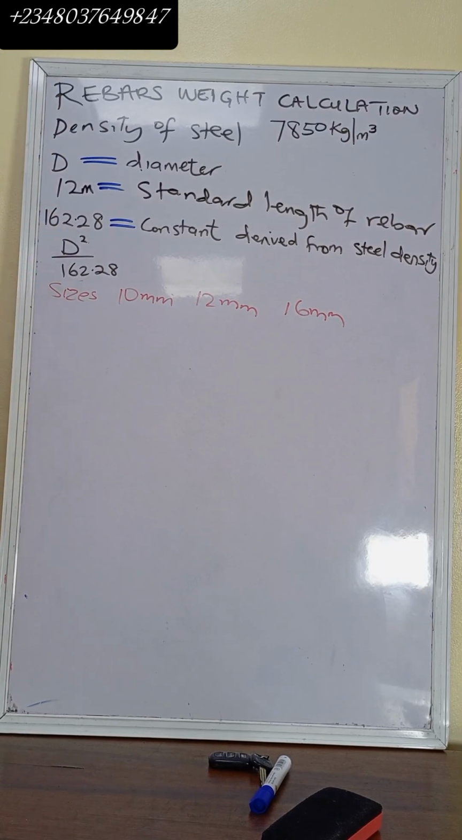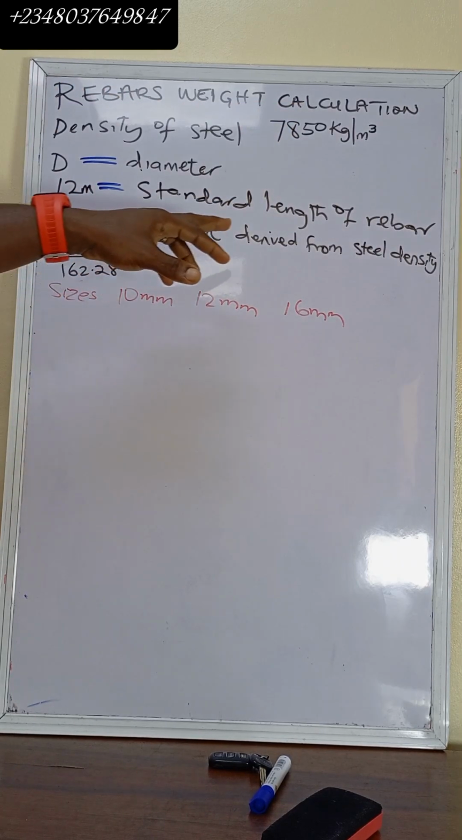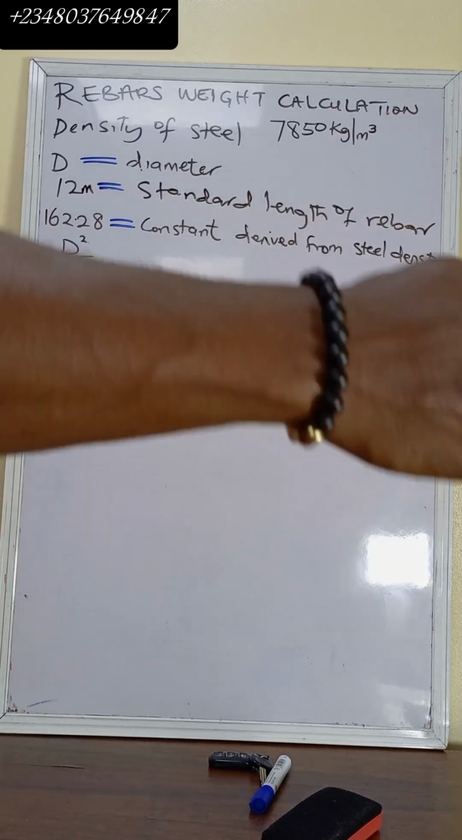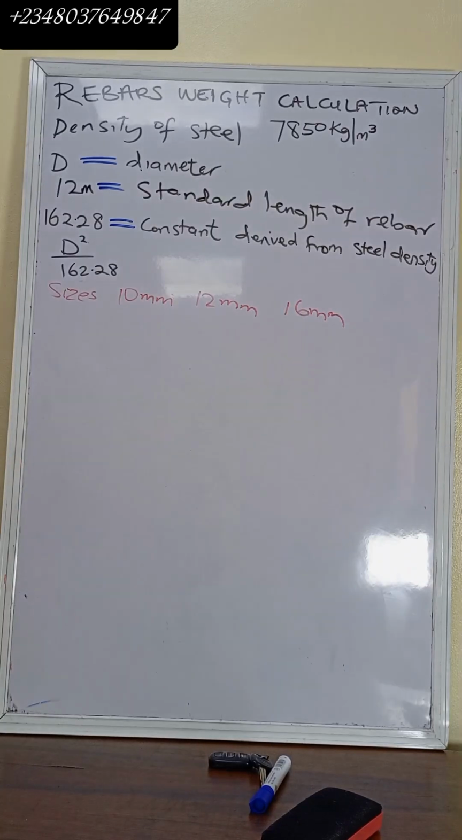These are the parameters that are going to be helping us during this calculation. The density of steel is 7,850 kg per cubic meter. In this formula, the D is the diameter. 162.28 is a constant derived from steel density, which is what we use to derive this 162.28. A standard length of a reinforcement is 12 meters. The reinforcement is usually in 12 meter length. So, without wasting time, we will go into our calculation proper.